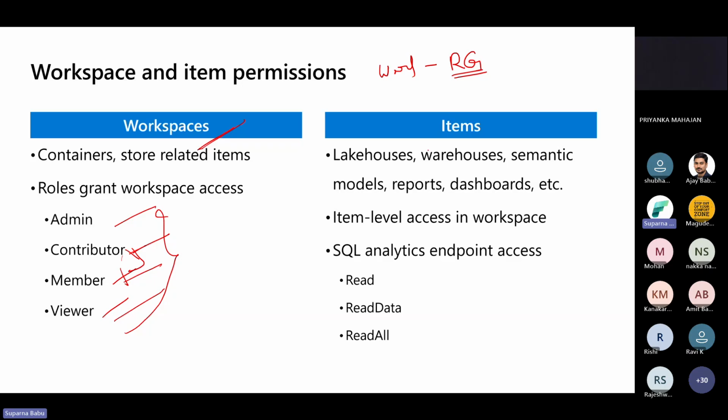Now let's come to the items. Let's say warehouse, lakehouse, reports, dashboards, and semantic models. Here you will have a separate access called item level access. So for this, what will you get? For the SQL analytics endpoint, you have three types of access.